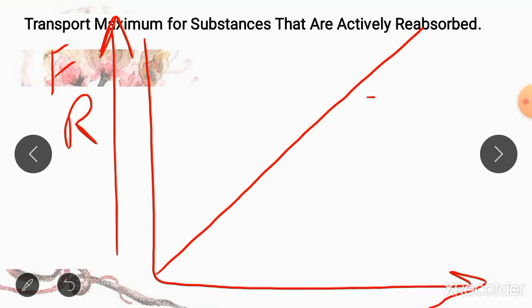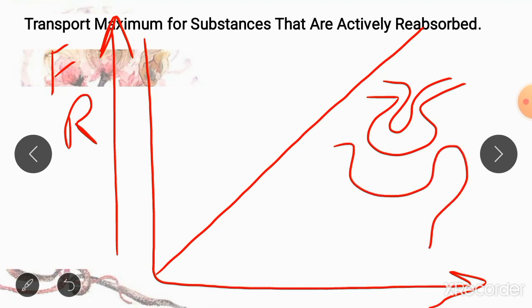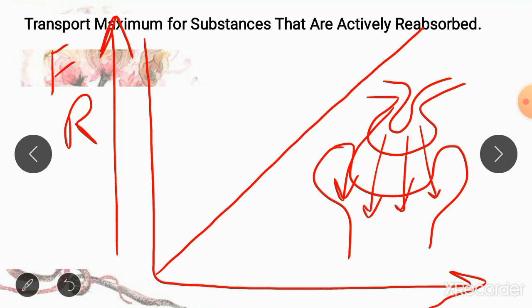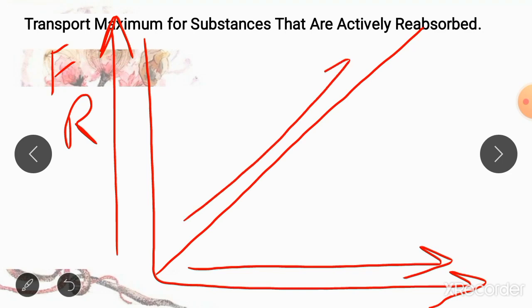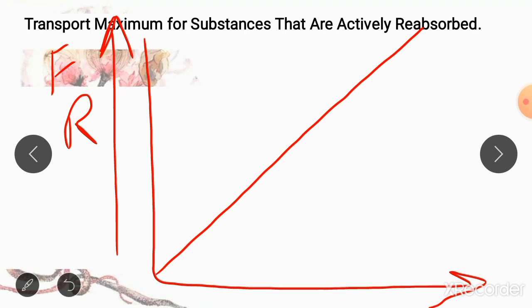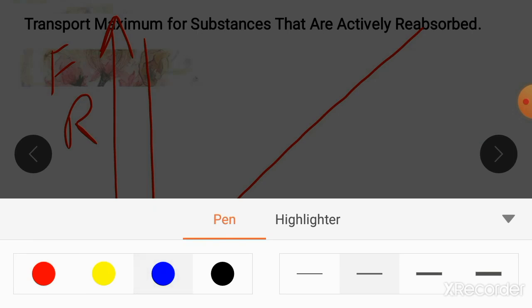Why? Because I mentioned before that everything that is present in your glomerulus is filtered into your Bowman's capsule non-selectively except the plasma proteins. So if your concentration of glucose in your blood increases, its filtration is also going to increase. You can see it over here in this graph that as the concentration of glucose in your plasma is increasing, your filtration of glucose is also increasing. Now let us see about the reabsorption of this glucose. Let us show this reabsorption with the blue color.